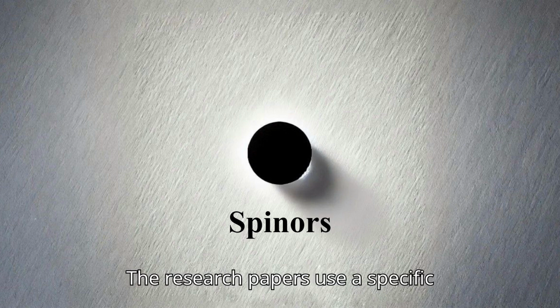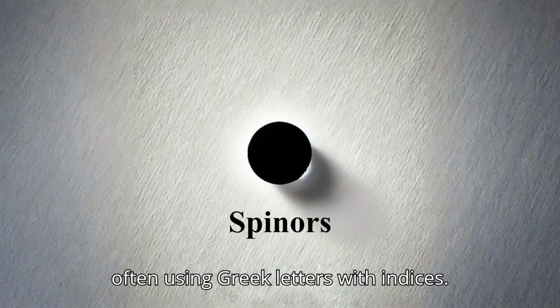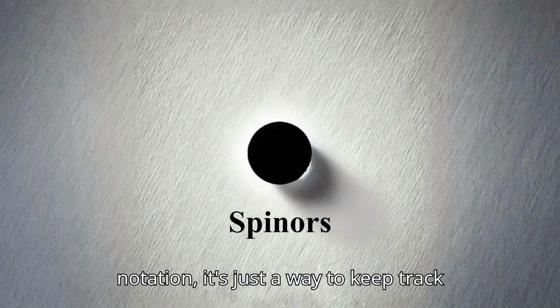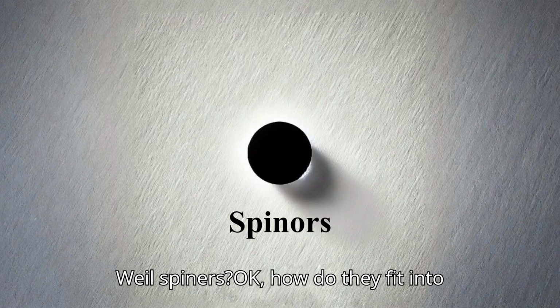The research papers use a specific notation to represent these components, often using Greek letters with indices. Right. Don't get bogged down by the notation. It's just a way to keep track of the components and their transformations. Got it. Now, what about Weyl spinors? Okay. How do they fit into this picture?